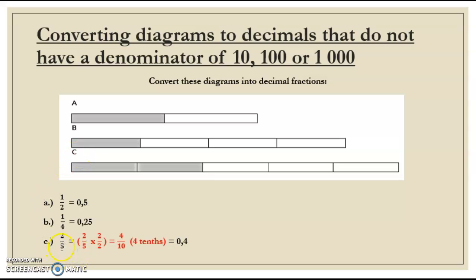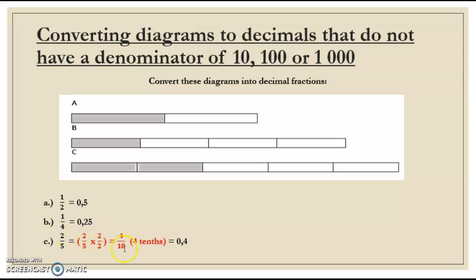When the denominator is not 10, 100 or 1,000, we have to make it 10, 100 or 1,000. So we're going to use the closest one, which is 10. So we need to convert this denominator to 10. We convert 5 into a 10 by multiplying it by 2. I've taught you what we do to the denominator. We do exactly the same to the numerator. So 5 times 2 is 10.